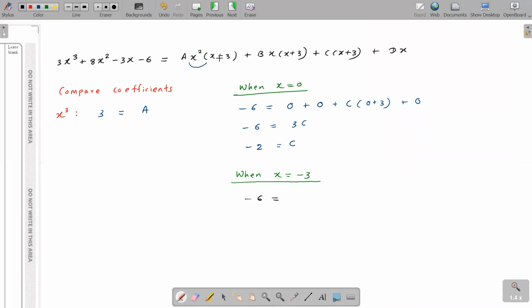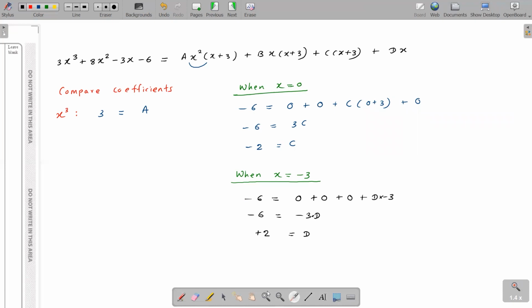When you replace x with minus 3, do I need to show any working here? What happens? Minus 3 plus 3. That's the whole reason we use minus, because this bracket entirely becomes a 0. Bx into x plus 3, x is minus 3, minus 3 plus 3 is again a 0. C times minus 3 plus 3 is again a 0. Here, d multiplied by minus 3. Do you understand? Minus 6 equals minus 3d. So d equals minus 6 divided by minus 3, which is plus 2.